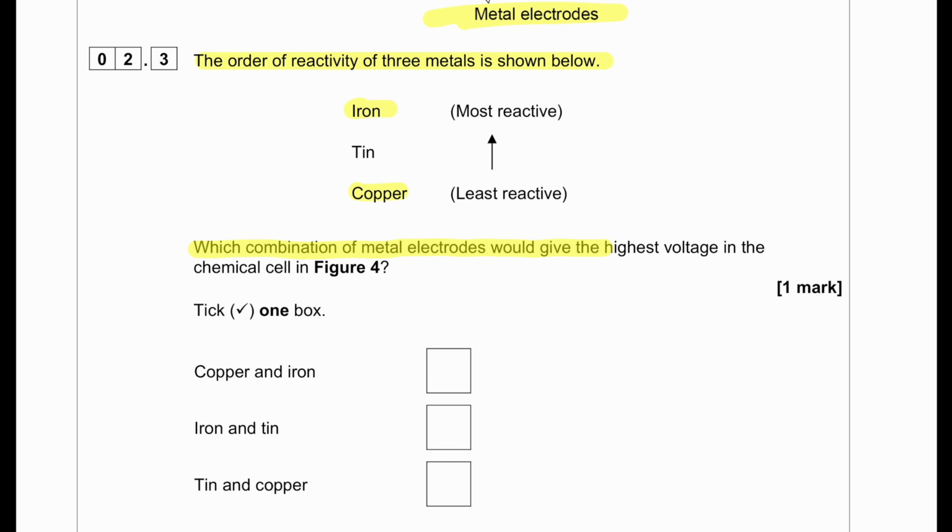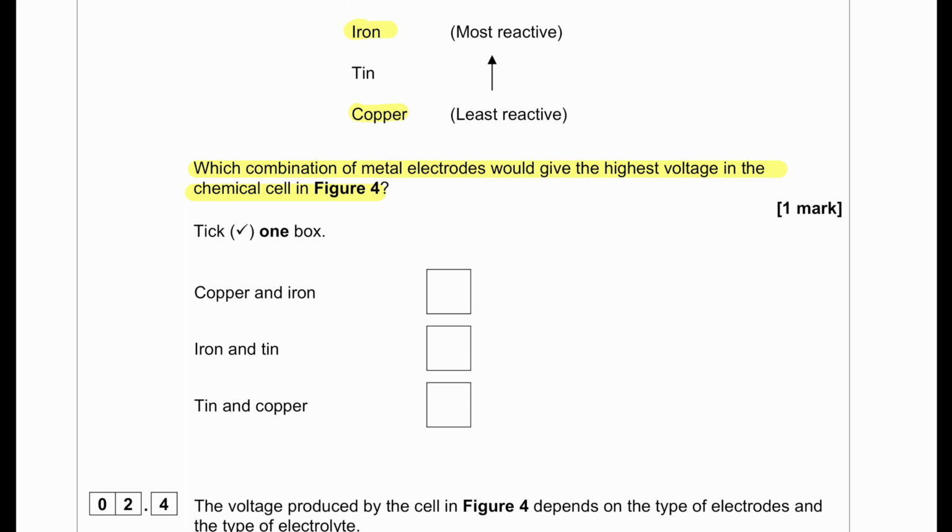Which combination of metal electrodes would give the highest voltage in the chemical cell? The combination of the most reactive and the least reactive metal, the difference between them, would give the highest voltage. So it will be iron and copper.